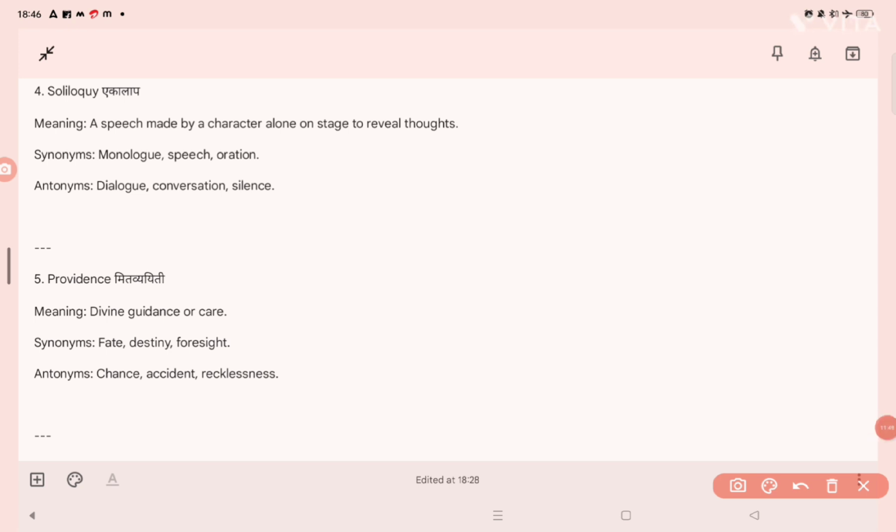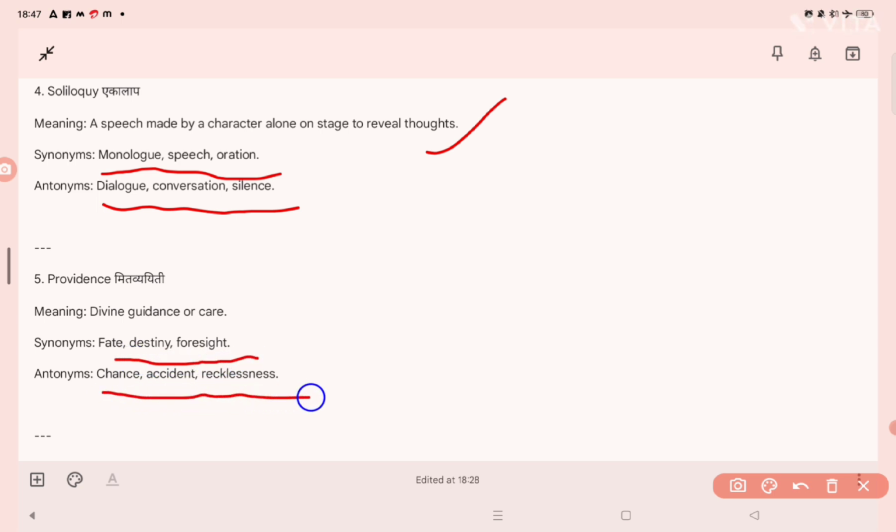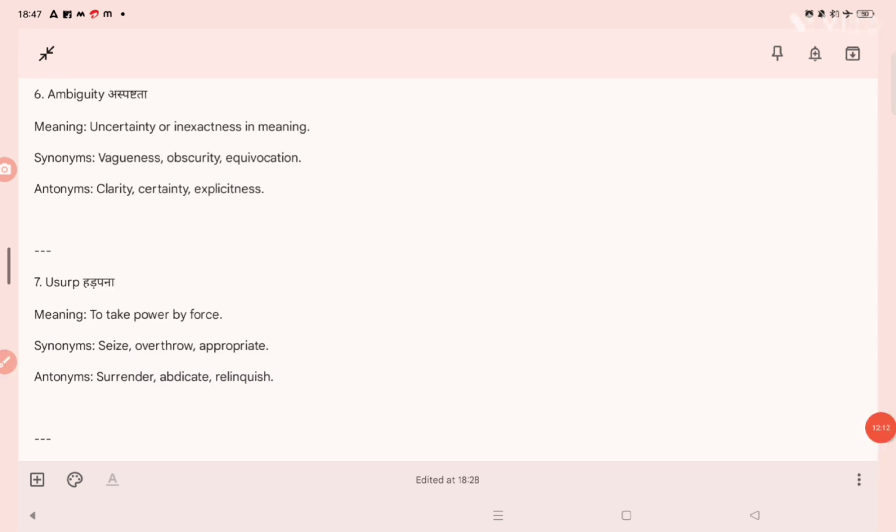Soliloquy: a speech made by a character alone on stage to reveal thoughts. Monologue, speech, oration. Dialogue, conversation, silence. Providence: fate, destiny, foresight. Chance, accident, recklessness. Ambiguity: vagueness, obscurity, equivocation. Clarity, certainty, explicitness.